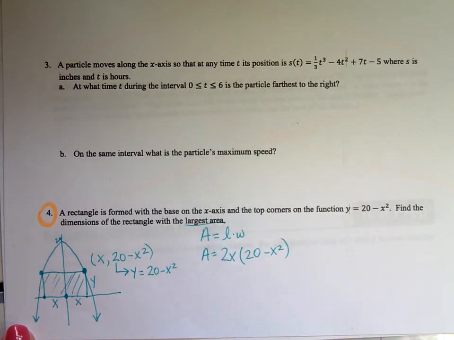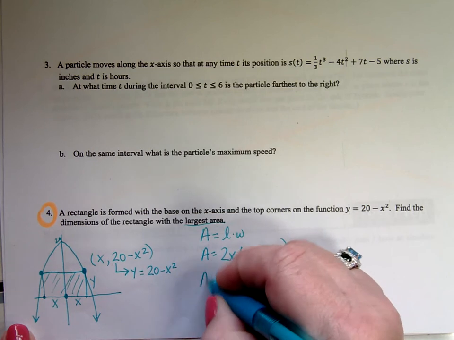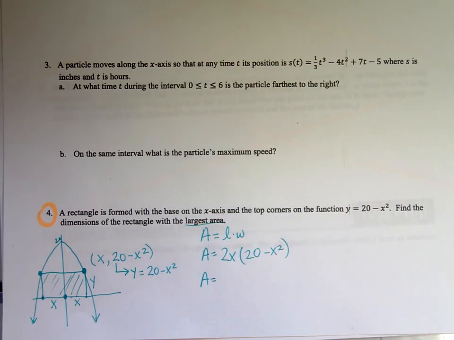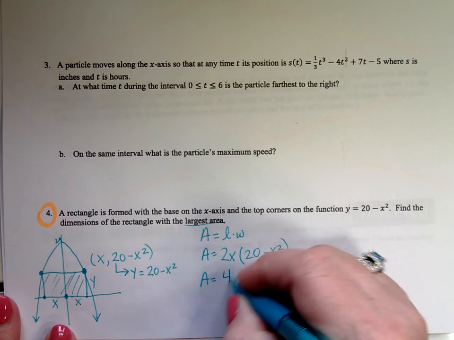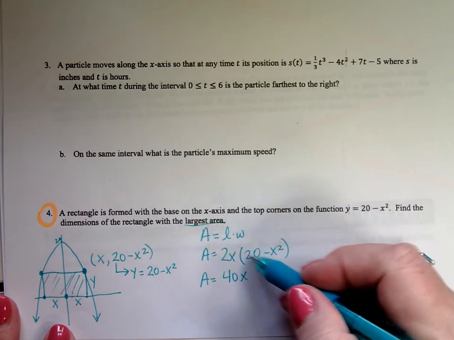All right, so let's work our way through this. That's my area formula for this particular situation. So I am looking towards finding a maximum, which means I need to find the derivative. So I want to put this in a format where I can find the derivative, and that's my next task. So I've got 40x, just distributing the 2x, minus 2x cubed.